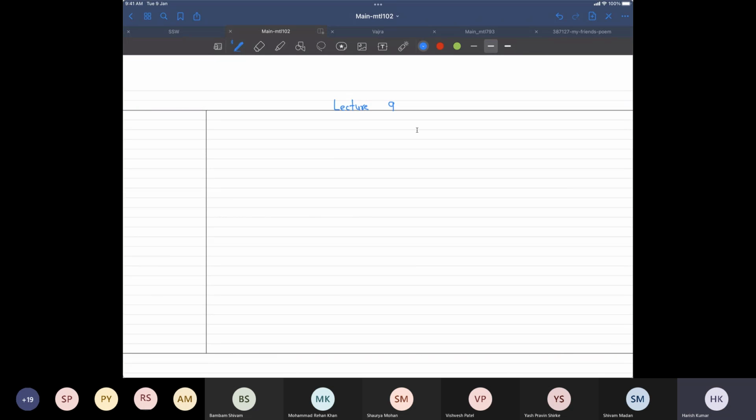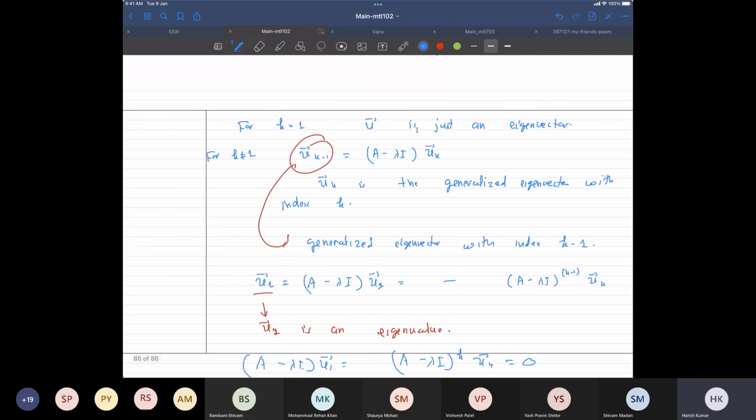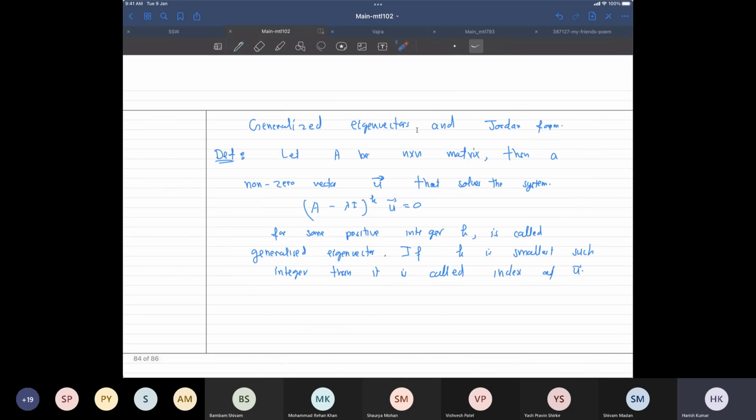Okay, so in the last class we started a discussion about generalized eigenvectors. And what was a generalized eigenvector? If (A minus lambda I) multiplied with u is equal to 0, then of course it was an eigenvector. But if this turns out to be non-zero, then you can multiply with a higher power of this matrix in such a way that you get 0.